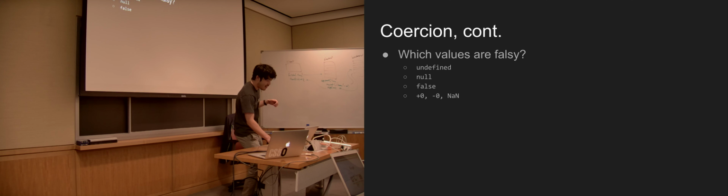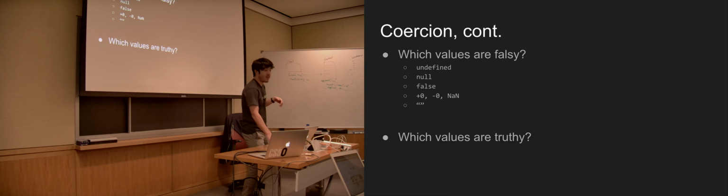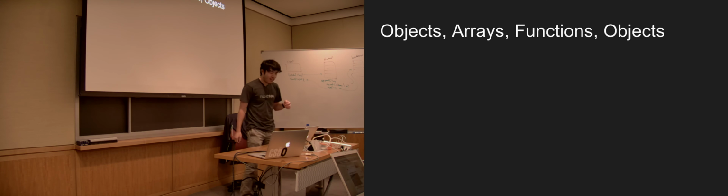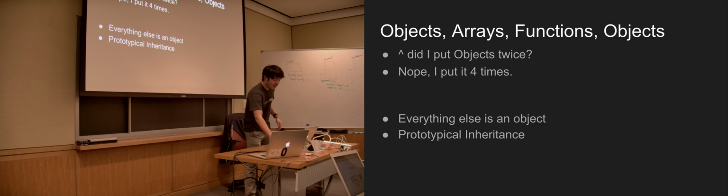Which values are falsy? Can anybody name all of them? All right, just start calling them out then. Null, undefined, zero, empty string. Plus and minus 0 both. And not a number. Which values are truthy? That includes everything else, including empty object, empty array. Objects, arrays, functions, objects. What was my little joke here? Yeah, they're all objects, right?